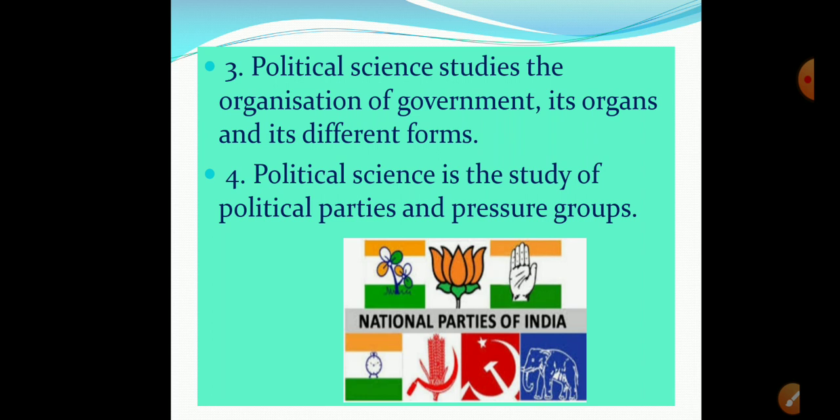Then political science is the study of political parties and pressure groups. In a democracy, political parties play an important role. There are one party system, two party system and multi-party system. So we study all about the parties also.